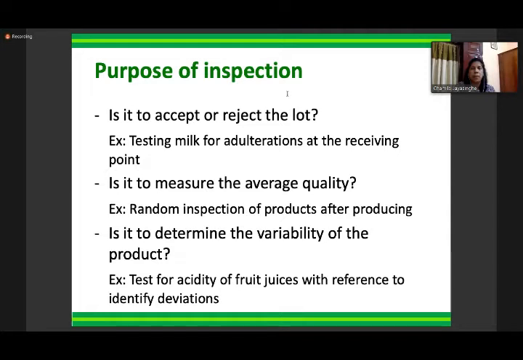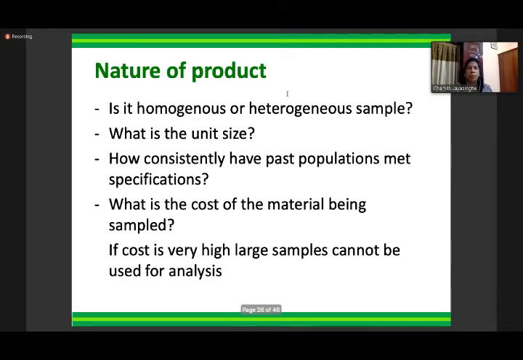So therefore, the purpose of inspection is important. Then we have to think about the nature of the product. So what is the nature of the product? Is it a homogeneous or heterogeneous sample? What is the unit size? How consistently has the past population met specification? What is the cost of the material being sampled? If the cost is very high, large samples cannot be used for analysis. So this point, the nature of the product, I have explained to you earlier, right?